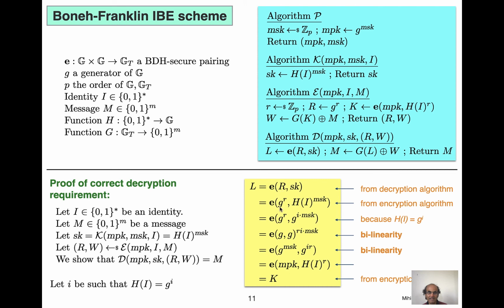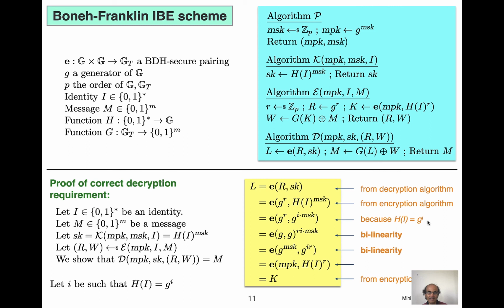And we can work through that algebra quite easily. By definition, L is the e of R and the secret key. According to the encryption algorithm, R is g to the power little r. That's how it was chosen here. And according to the description of the key generation algorithm, the secret key is the hashed identity raised to the power of the master secret key. Now, this hashed identity mathematically is an element in the first group. So I can write it as g to some power, since g generates the group.